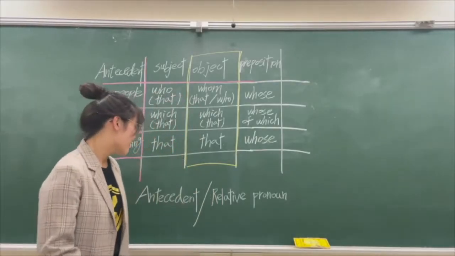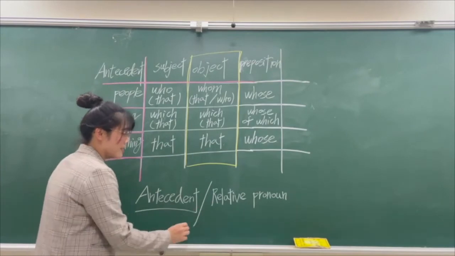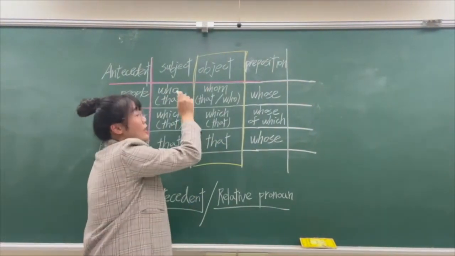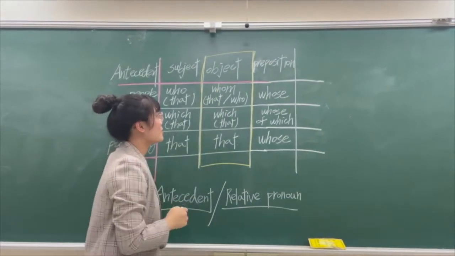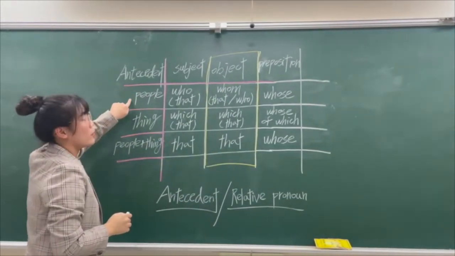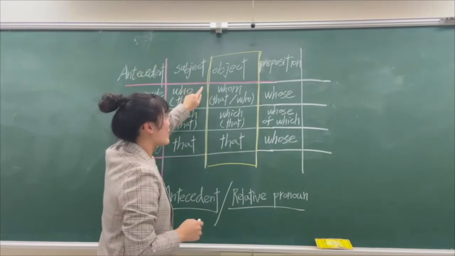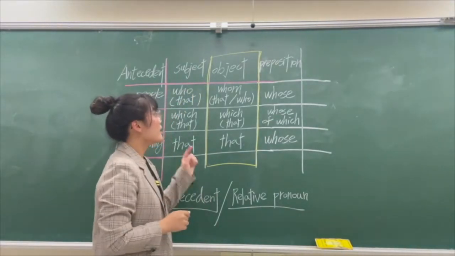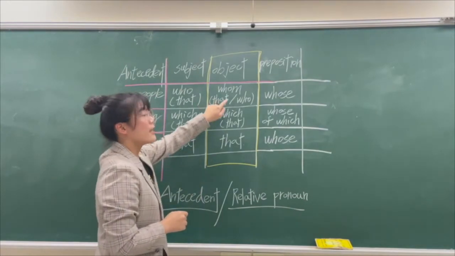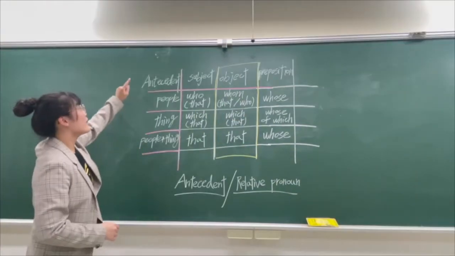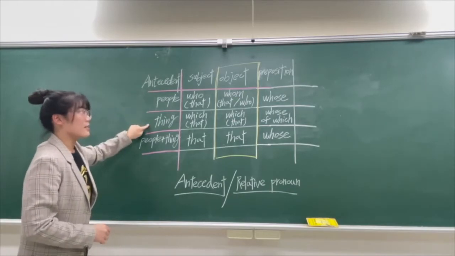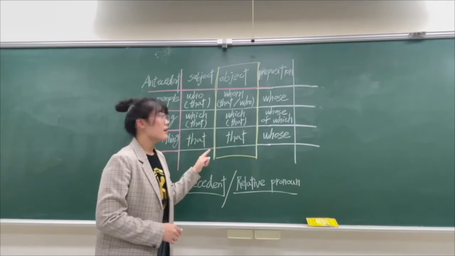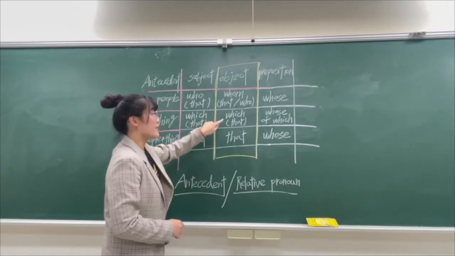Okay, now let's learn the relations between antecedents and relative pronoun. Okay, and now let's see this column. Relative pronouns as object. If the antecedent is people, the relative pronoun as an object will be whom, and it can be omitted in the sentence. It also can be replaced by that and whom. Second, if the antecedent is things, the relative pronoun will be which, and it can be omitted in the sentence. Besides, it also can be replaced by that.